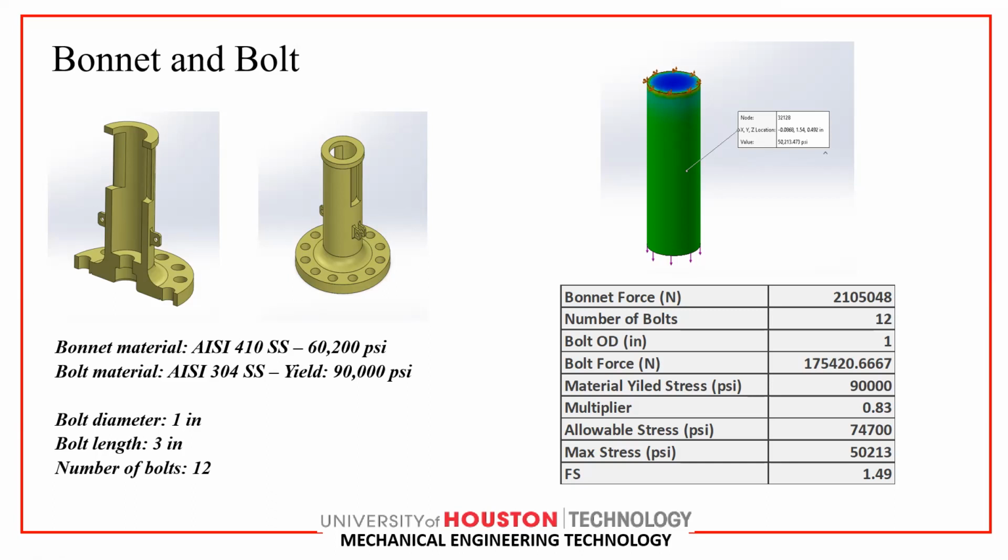Bolt force is 175,420.6667 newtons. Material yield stress is equal to 90,000 psi for the bolt, and the multiplier is 0.83. Allowable stress for the bolt is equal to 74,700 psi, and the maximum stress applied to the bolt is equal to 50,213 psi, and the safety factor is equal to 1.49.